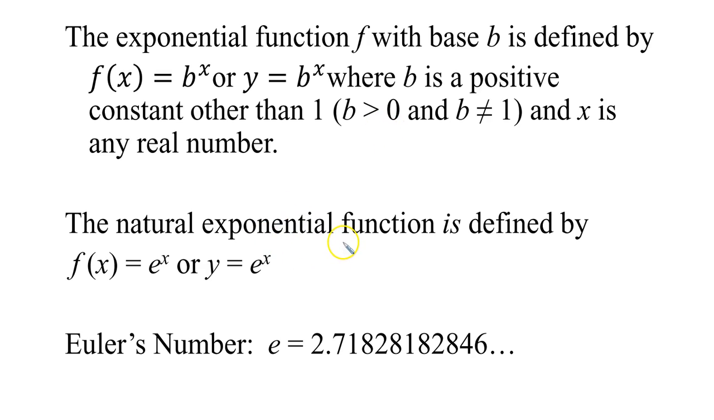So we have a very special exponential function, and it's called the natural exponential function. This is the function when the base is defined as the value e. E is Euler's number, and it is approximately 2.718, etc. We just use the constant e. E is kind of like pi in that it's an irrational number, but we'll just write it as e, and it is on your calculator.